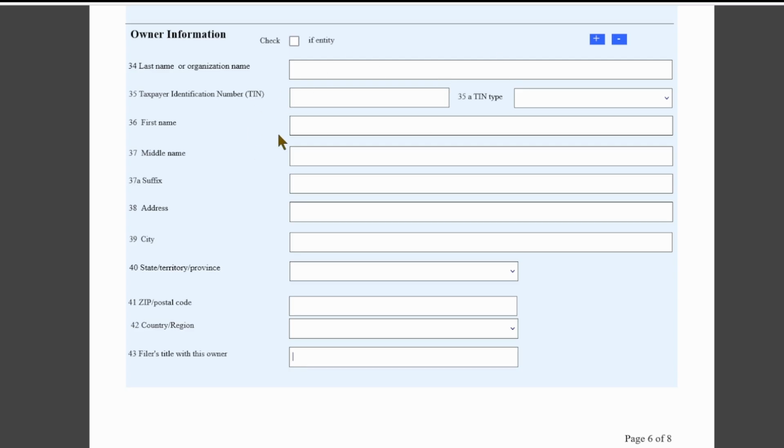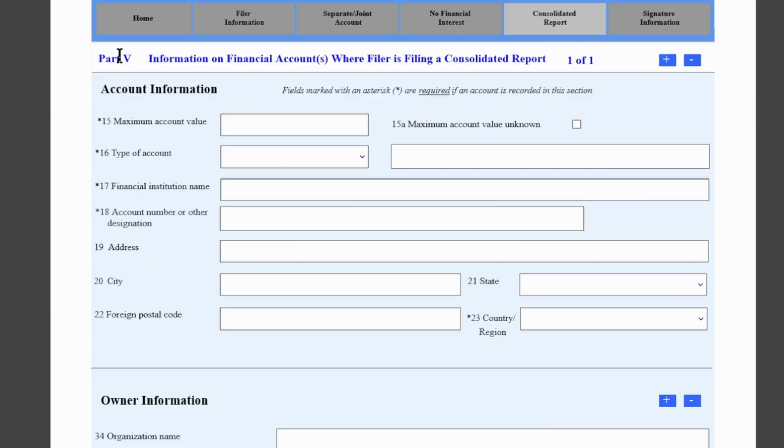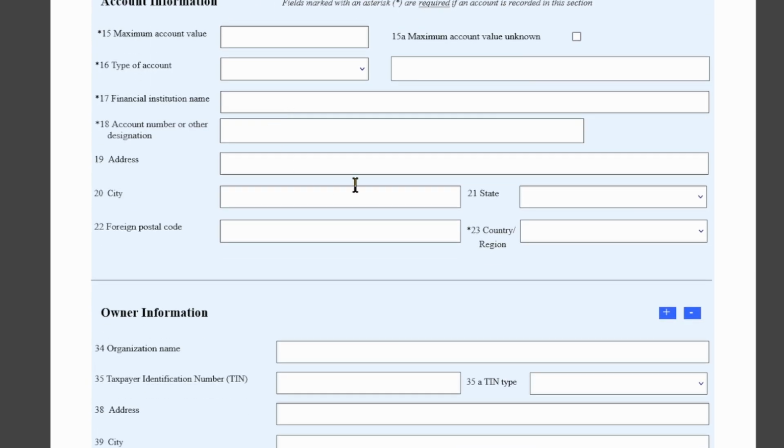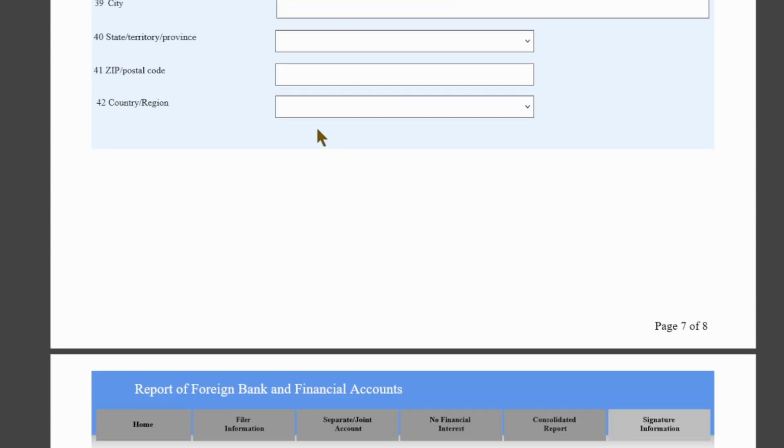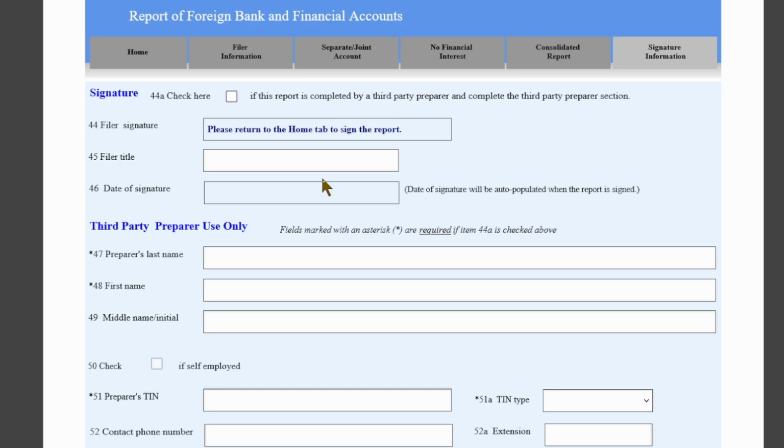So this would be if a CPA or tax attorney or somebody is filing these FBARs for you, they would put who they are, where they are, and their title. Okay, next section, part 5, information on financial accounts where a filer is filing a consolidated report. Again, this usually doesn't apply to most people. If you're filing more than 25 financial accounts, you can file a consolidated report. So as an individual or a married couple, you're probably going to skip this unless it applies to you.